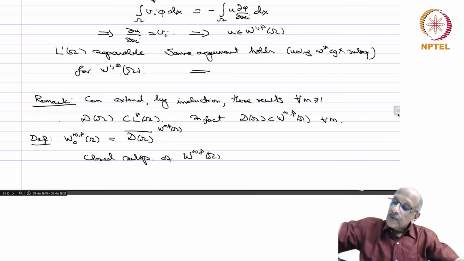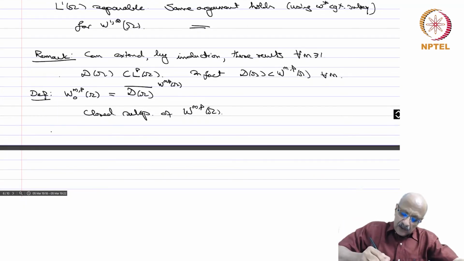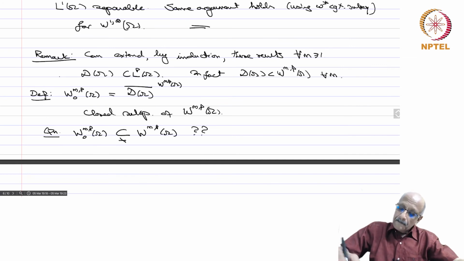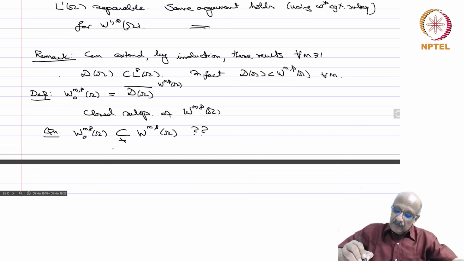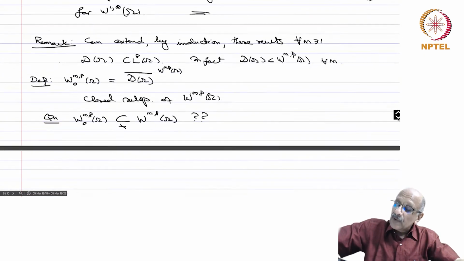So, an important question which we will not be able to fully answer, we will answer partially. The question: is W_0^{m,p}(Ω) a strict subspace of W^{m,p}(Ω)? We will take some time to answer this question. We will soon answer it in the case of R^n itself, but for open sets we will answer it after some time. Okay.